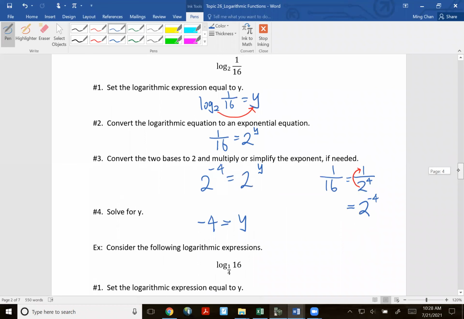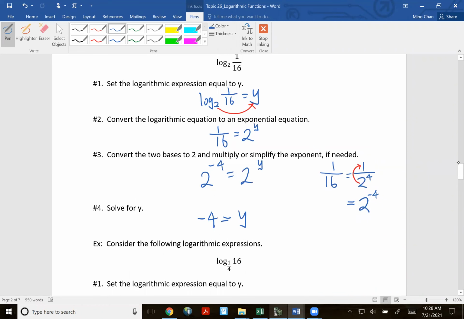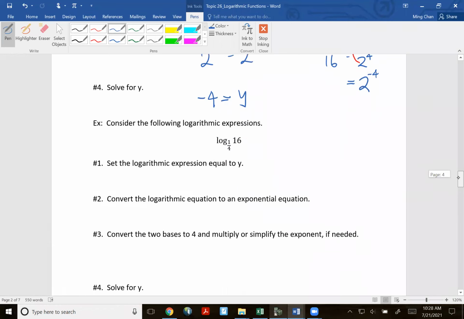Okay, I hope this makes sense. We really have to stop looking at the logarithm expression and then trying to make sense of the answers. The answers only make sense if you think about them from an exponential perspective. All right, let's try another one.